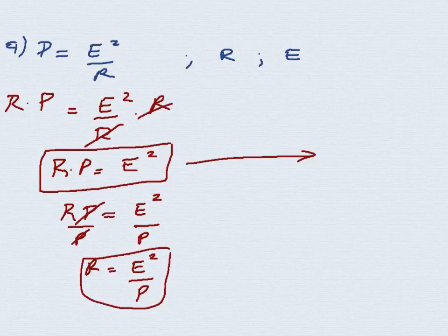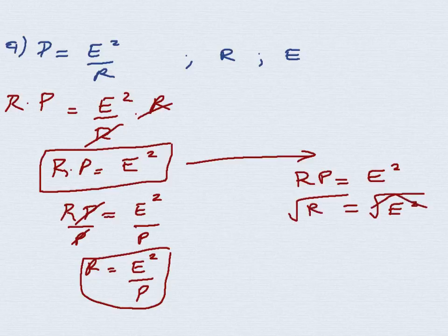To solve for E, you need to do a little extra step. R times P equals E squared. To solve for E, you need to do the opposite of a square and take a square root. And that's no trouble, because that cancels with that, as long as you do the same thing over here. So the value for E is going to equal the square root of resistance times the power, which will give you your voltage, E. And there's the formula for E.